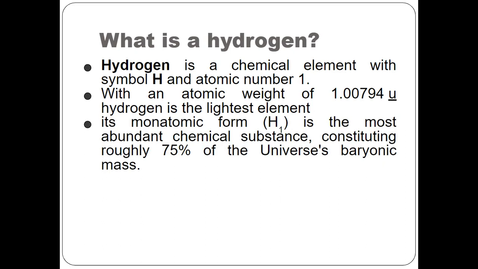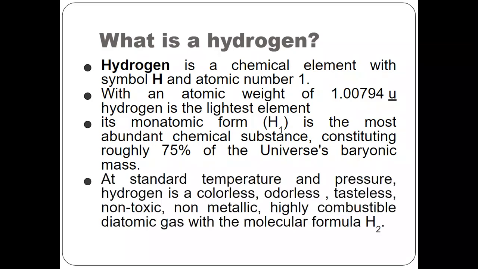In its monoatomic form, H1, not molecular, it is the most abundant chemical substance in the universe. So 75% of the mass of the entire universe is H1. That much abundantly found is hydrogen in the universe. And at STP, that is called standard temperature and pressure conditions.